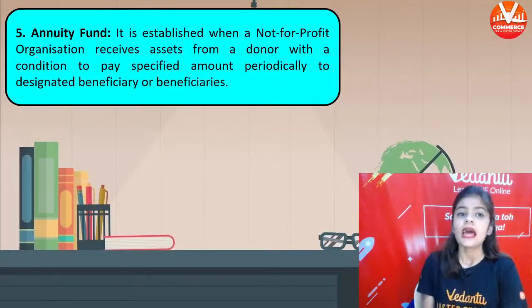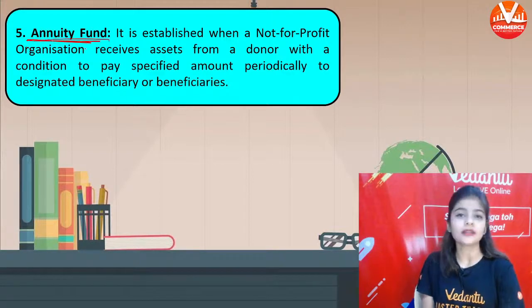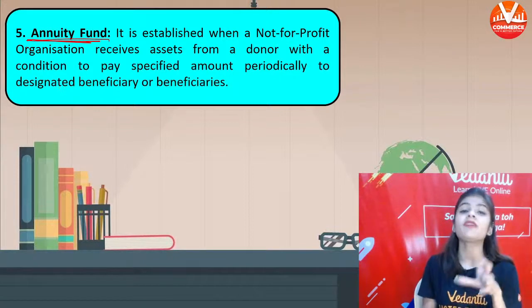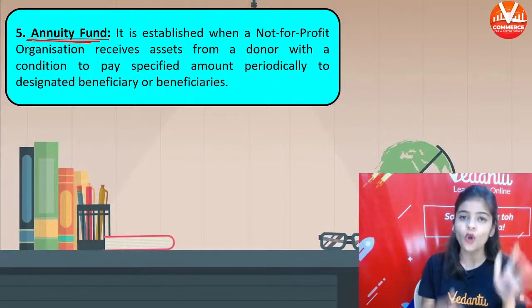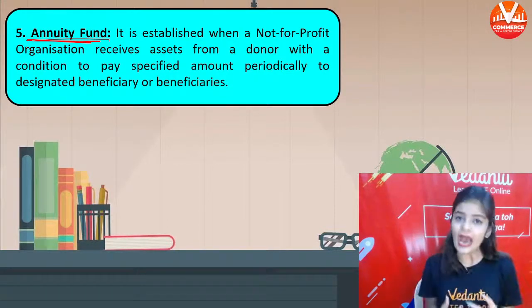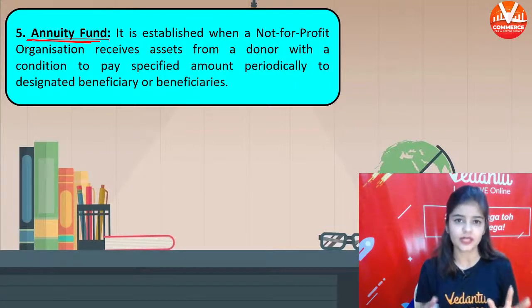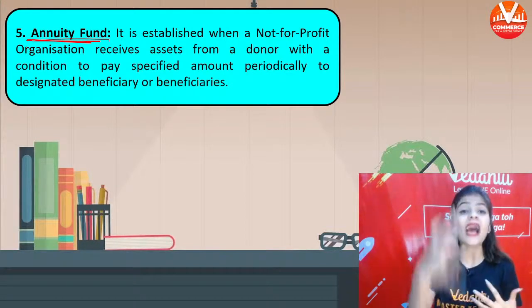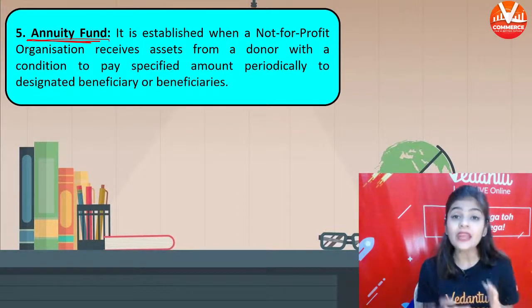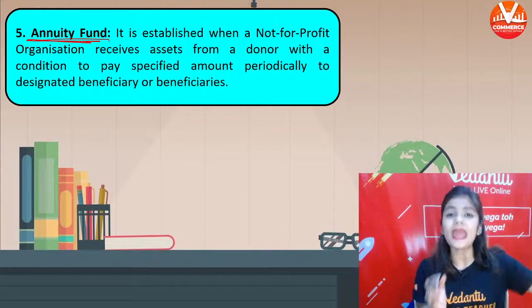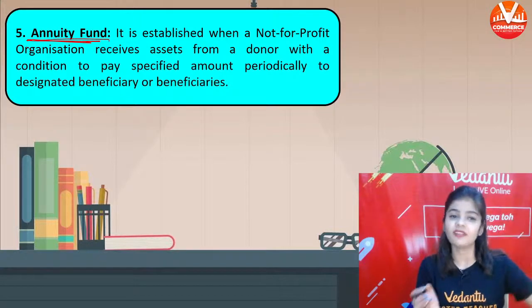Next is annuity fund. Annuity fund क्या होता है मैम? So let me tell you this with the help of an example. First, suppose you are an NPO. You are running an NPO. I am XYZ. I am any person. I am giving you an asset in donation, but I will put a condition that you have to pay some amount periodically to any person, to any designated beneficiary.